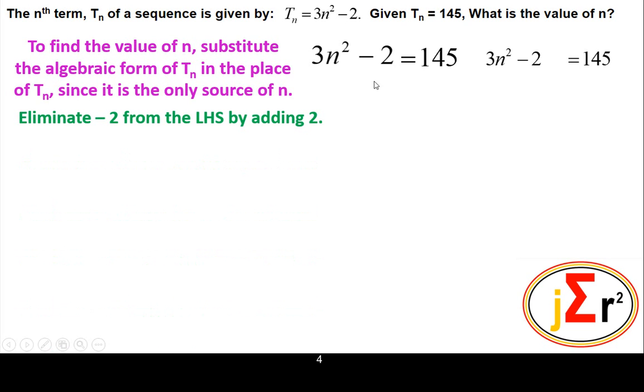Now we will solve this equation, finding n, by first eliminating negative 2 from the left-hand side. In eliminating negative 2, we need to add 2. And of course, what we do to an equation to change the value of one side should be done to change the value of the other side in the same way. Therefore, since we are eliminating negative 2 from the left-hand side by adding 2, we will add 2 to the right-hand side also.